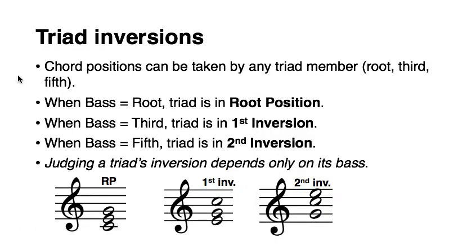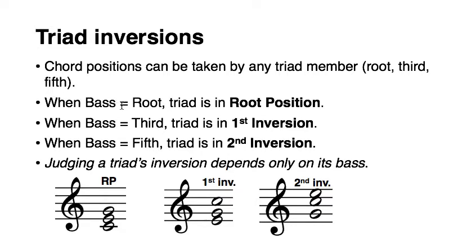The chord positions that we've just talked about can be taken by any triad member. So in the soprano, the highest note, a root can be placed, the 3rd or the 5th. It really doesn't matter. Likewise, a bass can be the root, the 3rd or the 5th. But when the bass changes, whether it's the root, the 3rd or the 5th, it affects the whole chord, its sonority, and it receives a different name because of that.